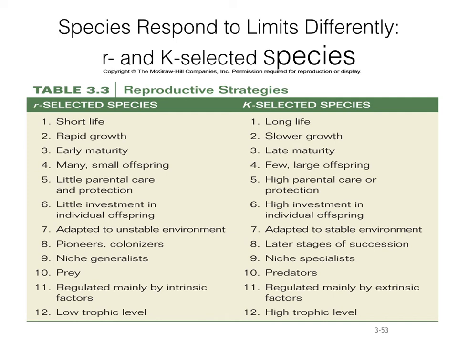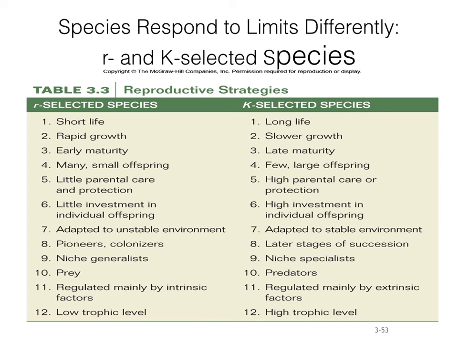They tend to have long lives. They grow up more slowly. They tend to have few but larger offspring. And they tend to have a high degree of parental protection and care. So there's an investment that the parents make in the individual offspring.